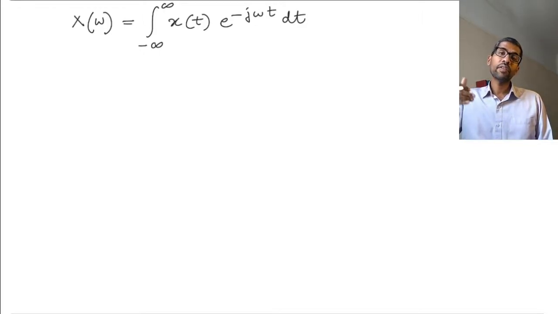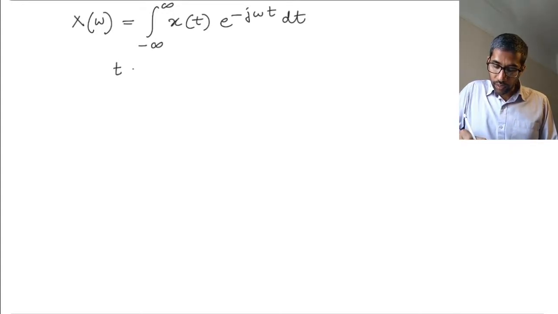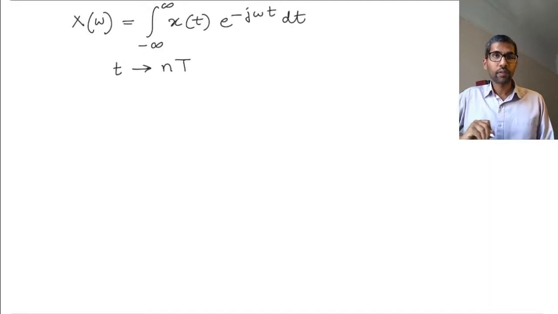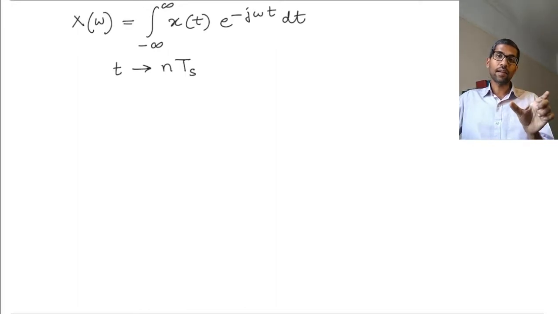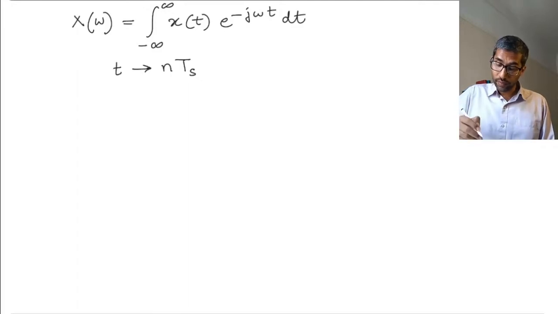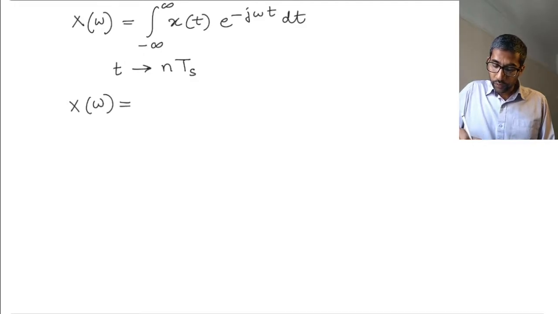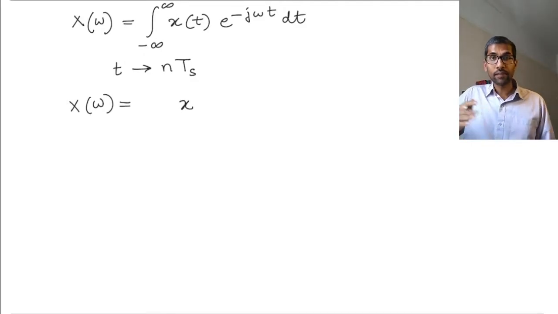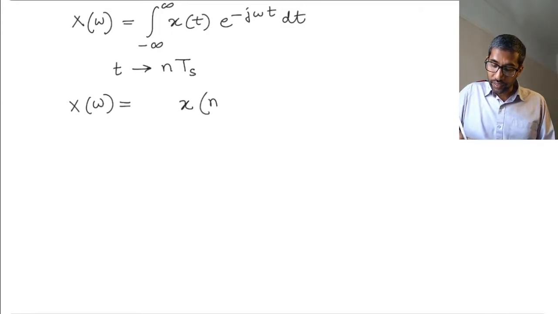If you have sampled the signal, then we can write our time as n of t, or more specifically n of Ts, where Ts is the sampling interval. So t is only defined at the sampling instances and it's not defined at any other time. So we can write X(omega) by replacing what was inside the integration, and this becomes x(n Ts) e to the power minus j omega n Ts.